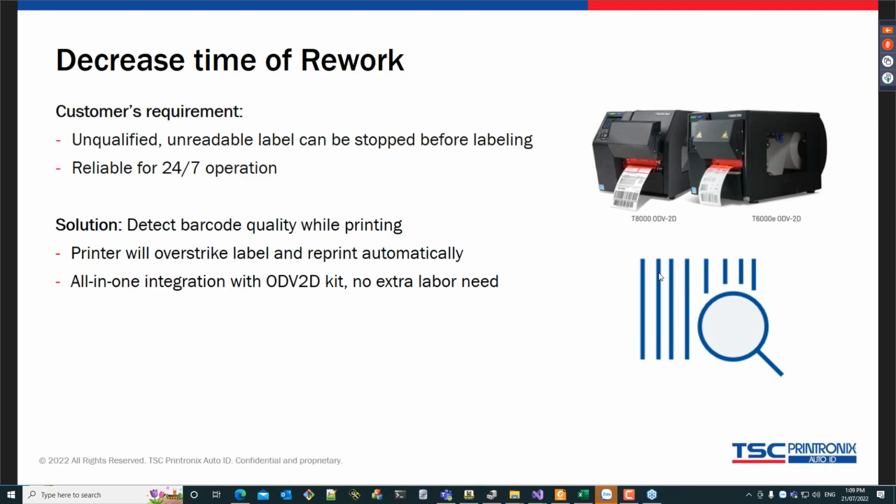And we can detect the barcode quality while printing. Also, for example, the printer can overstrike the label and reprint automatically if we set up the condition.